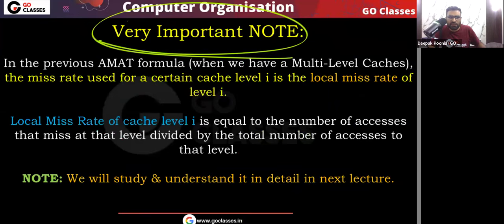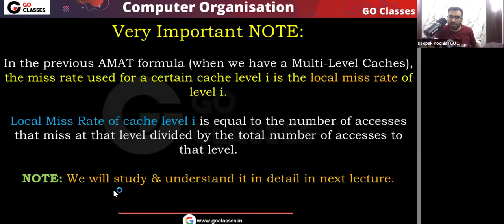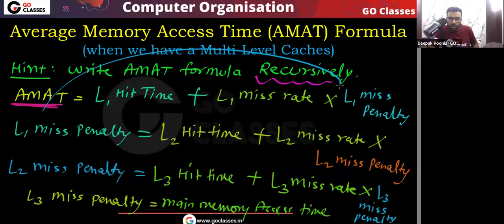Now let me discuss a very important note: the miss rates that we have used in this formula of average memory access time when we have multi-level caches, this L1 miss rate, L2 miss rate, L3 miss rate, all these miss rates that we have used are actually local miss rates.